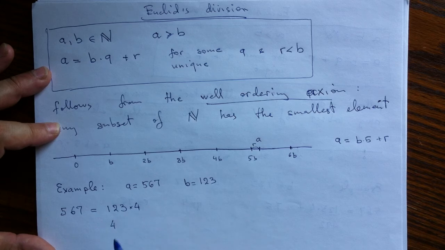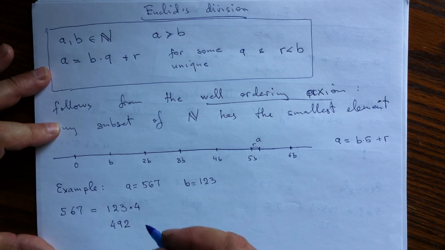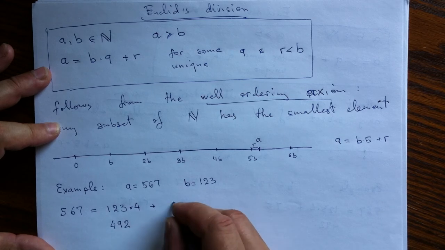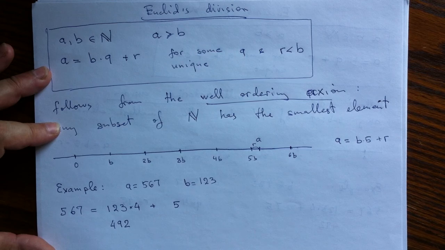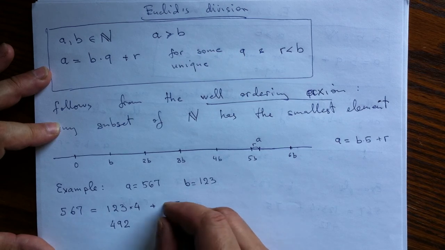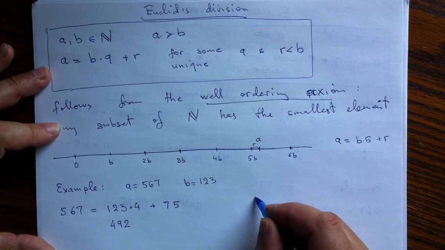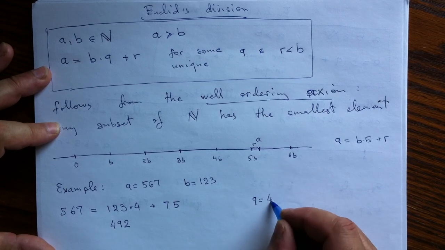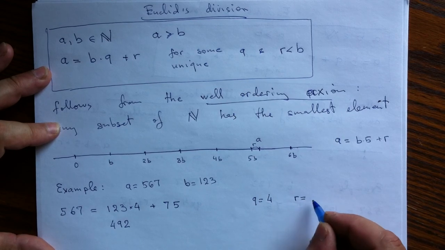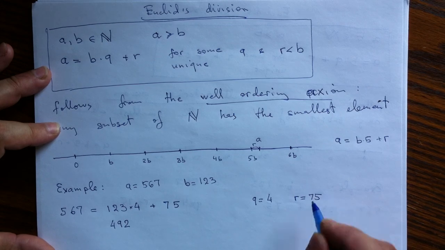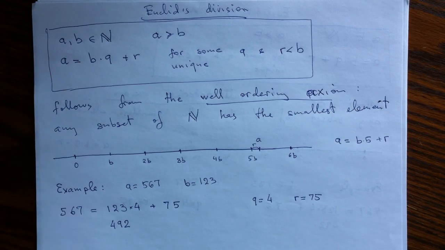If we take 4 copies of 123, we will have 480 plus 12, so that will be 492. Taking 492 out of 567 will leave us with 5 as the last digit, and then 16 minus 9 will give us 7. So in this example, q is equal to 4 and r is equal to 75. That's it for now. See you later.